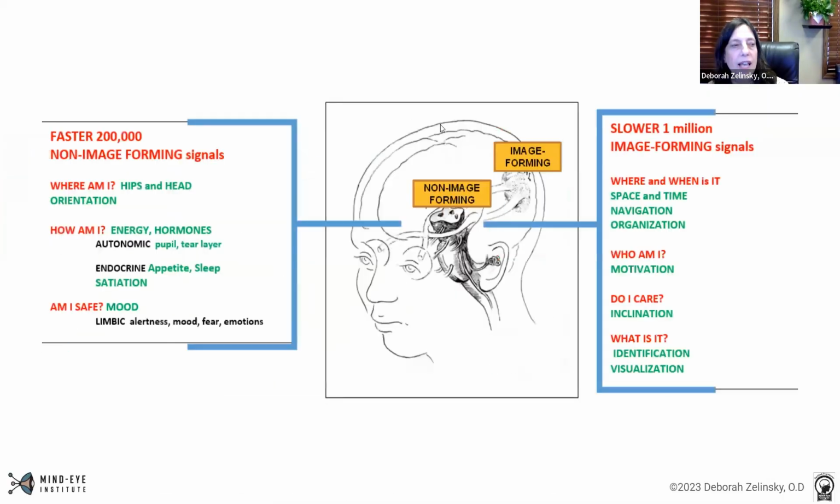A different way to look at it is this way. As I just said, you have non-image forming signals. There's about 200,000 of them. And then you have image forming signals. There's about 1 million of them.